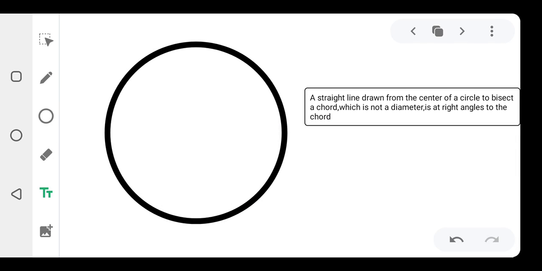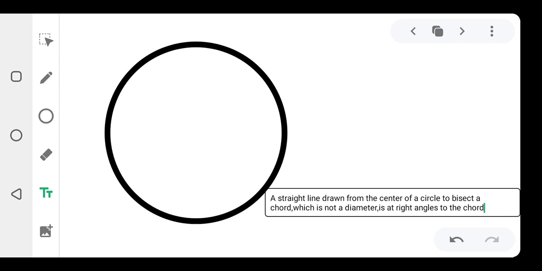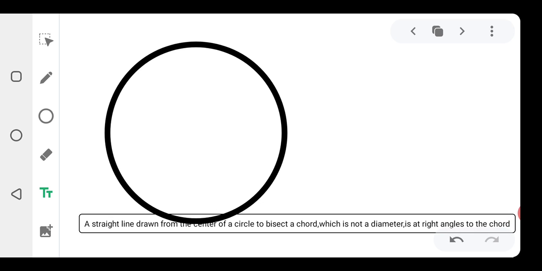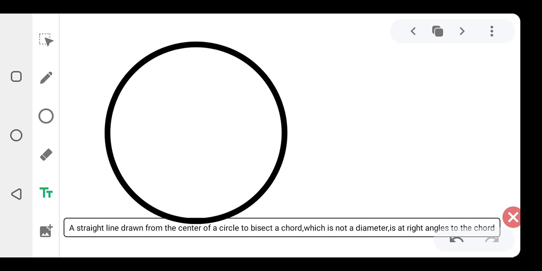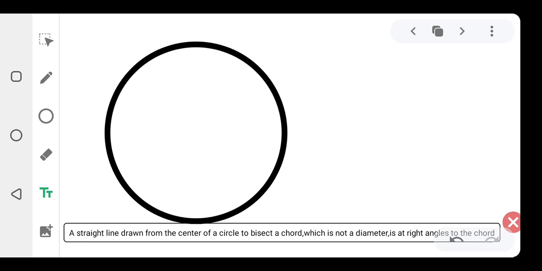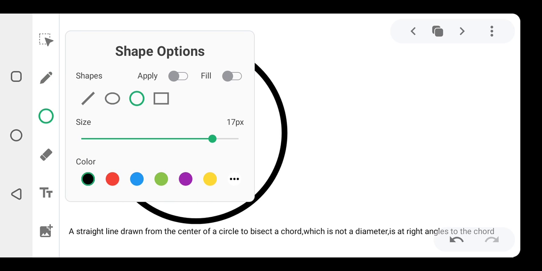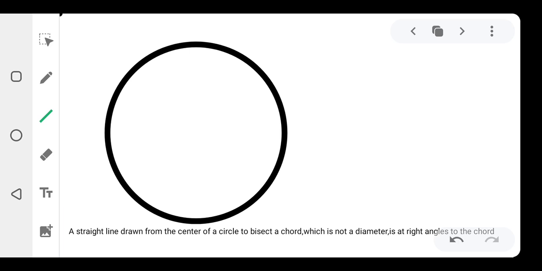Let us quickly look at this now. Let me place it somewhere here. A straight line drawn from the center of a circle to bisect a chord which is not a diameter is at right angles to the chord. Now let's say we have a chord, so that we can understand this better.